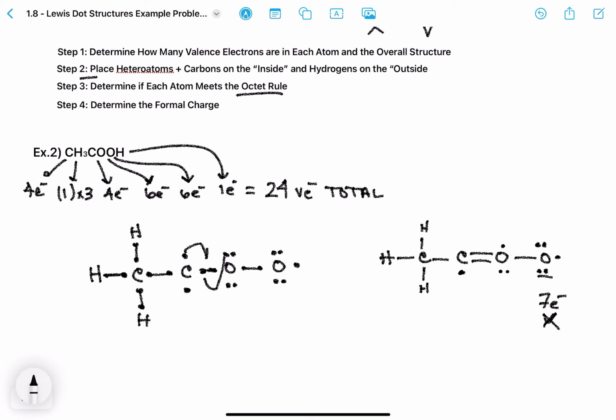That's 2, 4, 6, 8, 9. Ooh, nope, that's not good. And then 2, 4, 6, 7 valence electrons. That's not good. So I can keep going and playing with this.